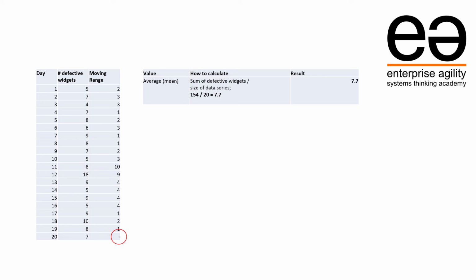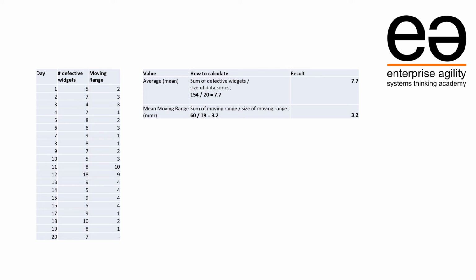Now that we have the moving range, our next step is to calculate the mean of the moving range. So just in the same way as we calculated the mean of the data, we take the sum of all the moving range and we divide it by the number of items in the moving range, which is 19. So that gives us a mean moving range of 3.2.